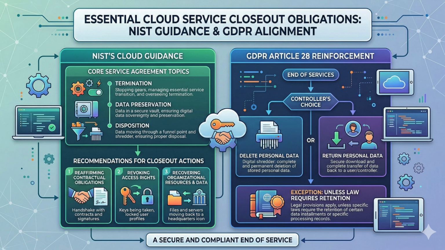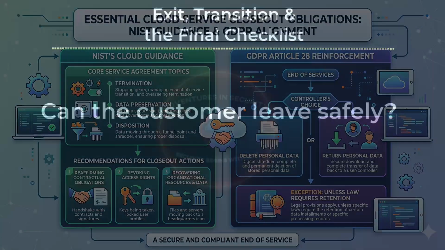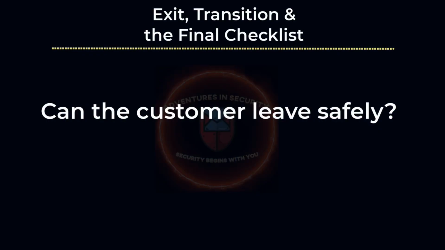Here's the final checklist question I teach students to ask. Can the customer leave safely? If the answer is unclear, the contract is incomplete. Strong cloud contracting is not only about getting into the service successfully, it is also about ensuring security, compliance, continuity, and leverage throughout the relationship and at the point of exit.